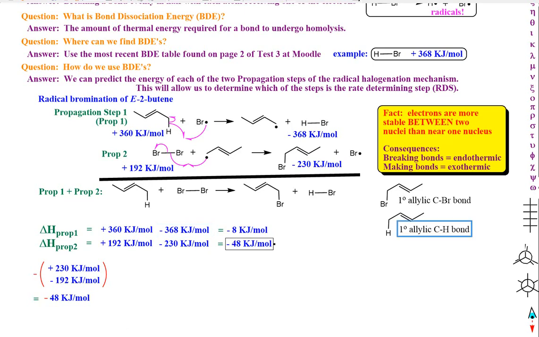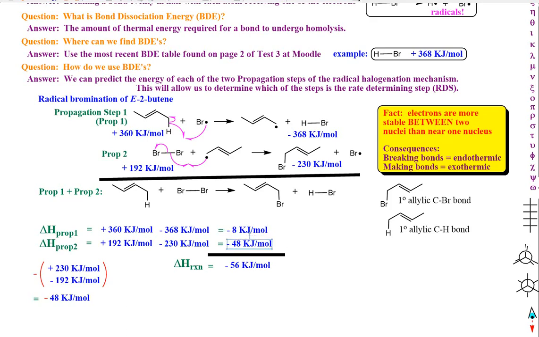Space here. And the overall reaction is easily determined by taking negative 8 and adding the next number to it, getting this result, negative 56 kilojoules per mole. Overall, exothermic reaction, which is a good thing. Now, the last thing we got to talk about is why is propagation 1 the rate determining step in this example. It has everything to do with this number being less exothermic than this number.